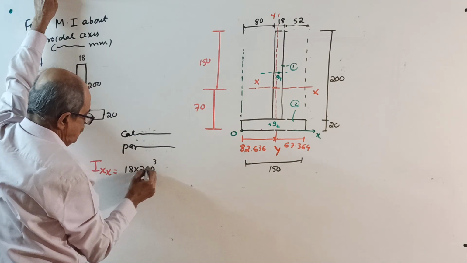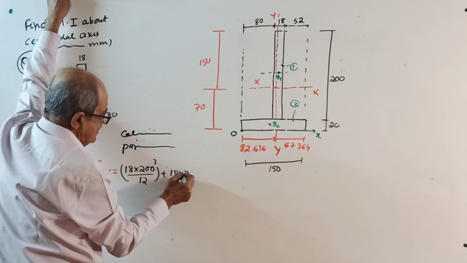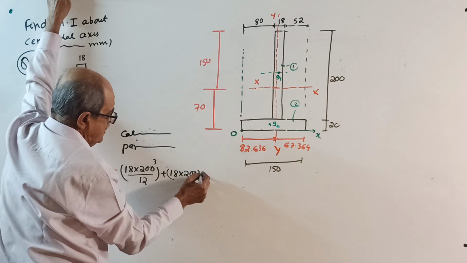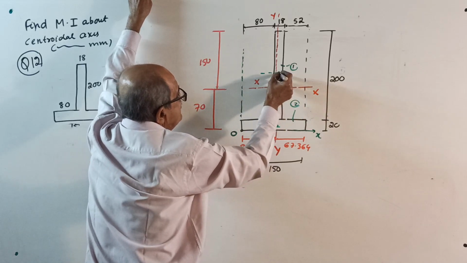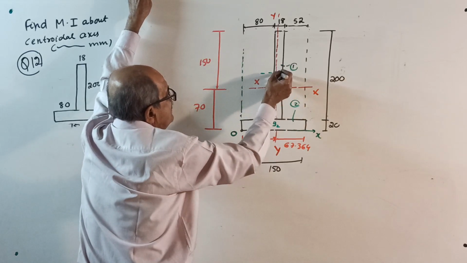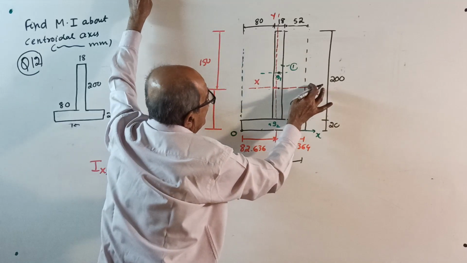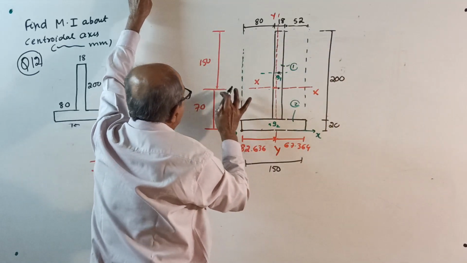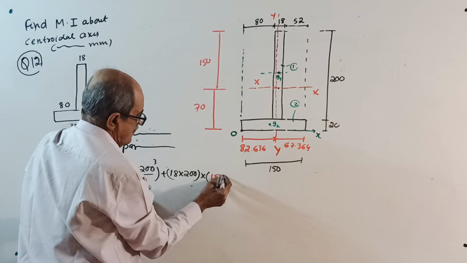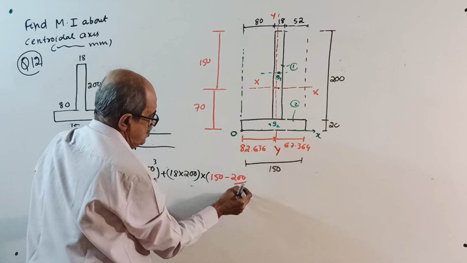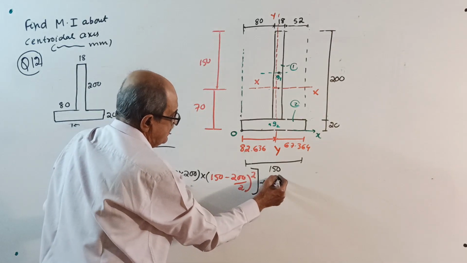18 into 200 cube by 12 is IG, plus area: 18 into 200 is the area, into the distance from centroid to XX. This distance squared is 150 subtract half of 200, that is 150 minus 200 by 2, whole square. I told you why how many times earlier. Okay, plus.